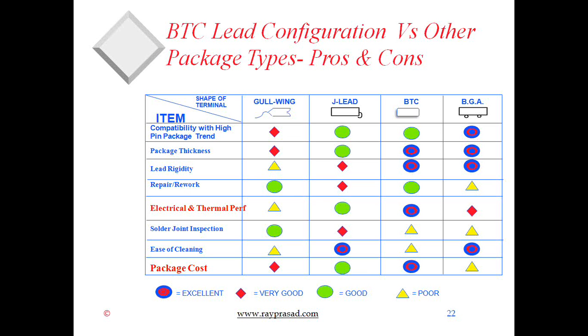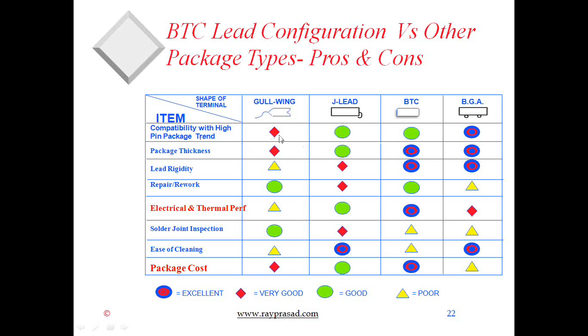All right? Now what we have on this slide 22 is basically what I just summarized so far in terms of the pros and cons of various types of packages. But this one puts in proper perspective a Gullwing package, J-lead package, bottom termination package, and BGA package. This is my summary of these packages. So double circle here means excellent. Diamond is very good, then good, and very poor. Triangle.